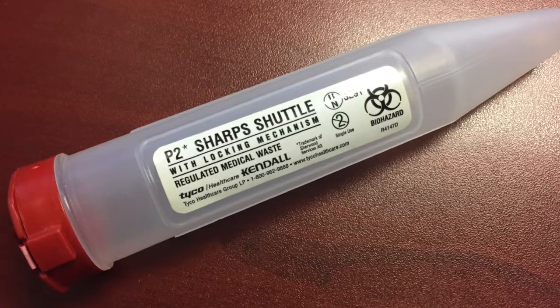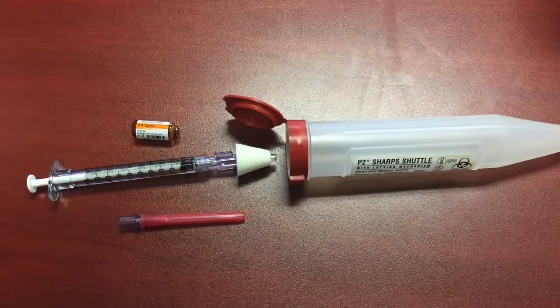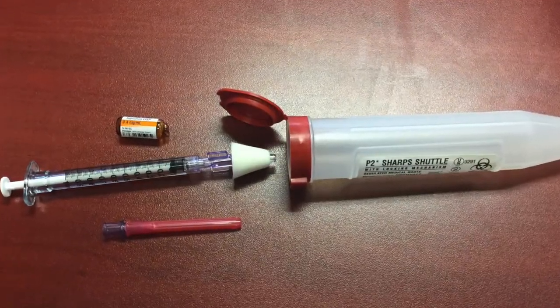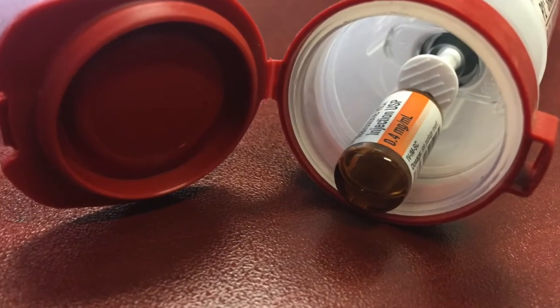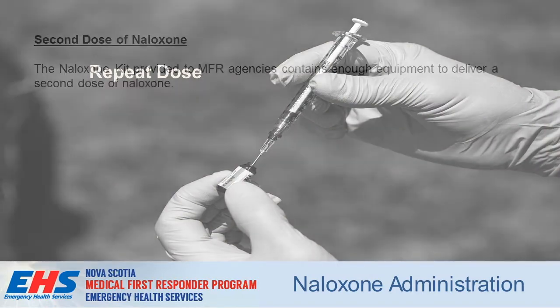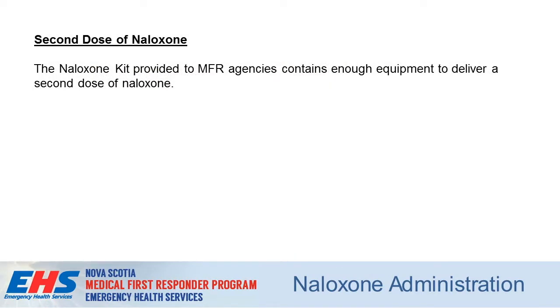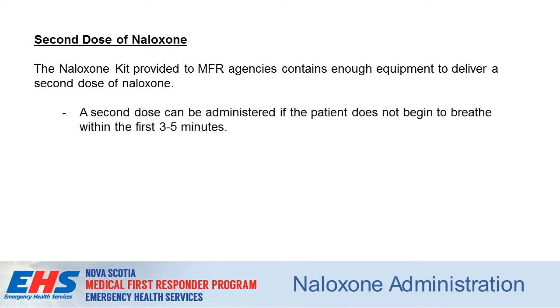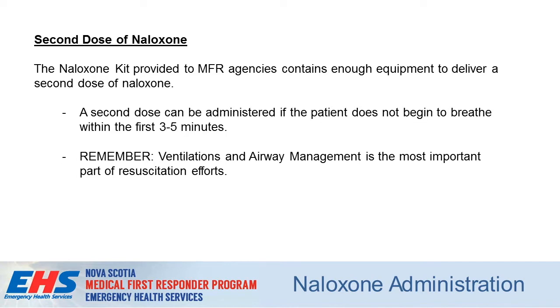After administration, place the used ampule, syringe, atomizer, and blunt fill needle in the sharps shuttle and give to paramedics for proper disposal. The naloxone kit provided to MFR agencies contains enough equipment to deliver a second dose of naloxone. A second dose can be administered if the patient does not begin to breathe within the first 3 to 5 minutes. Remember, ventilations and airway management is the most important part of resuscitation efforts.